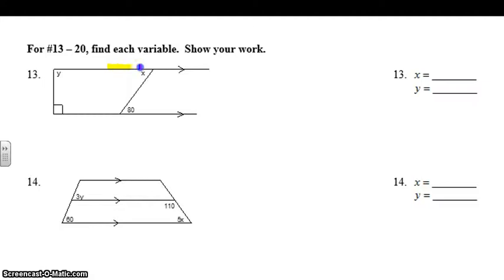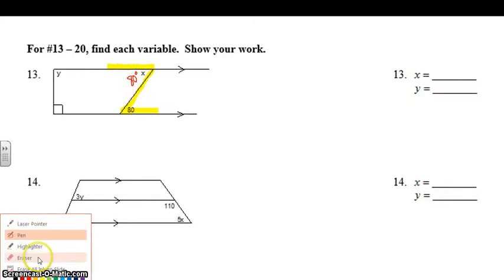So hopefully you saw that you have a Z here. This angle is 80 degrees. So then the other armpit angle are congruent to each other. Those are alternate interior angles, so that's 80 degrees as well.